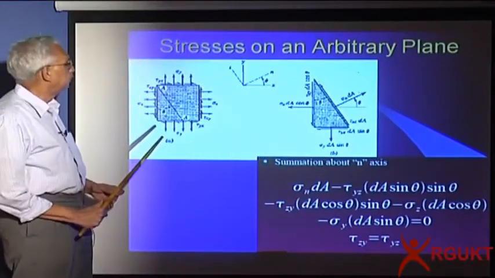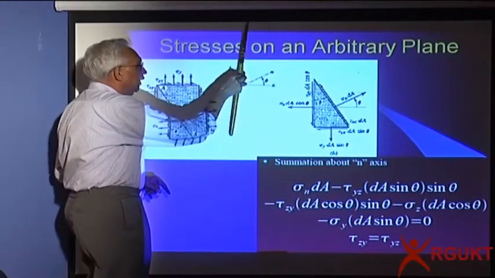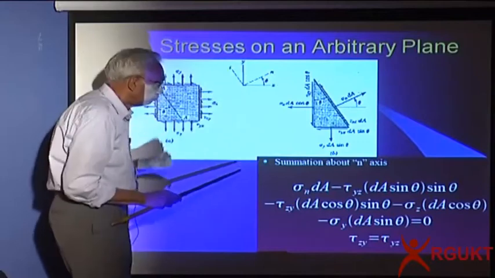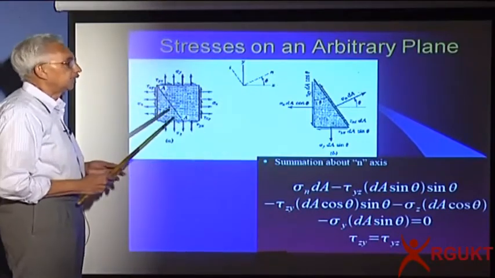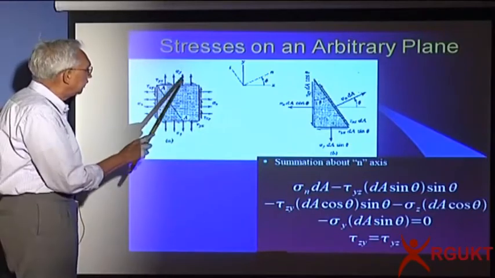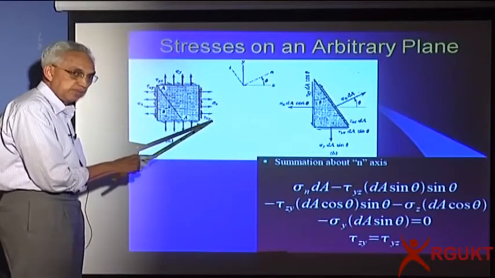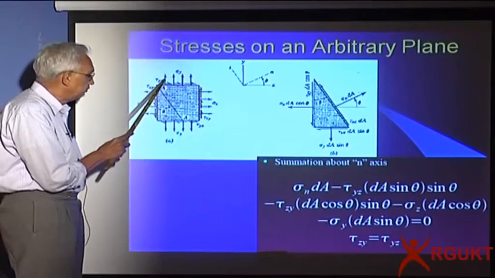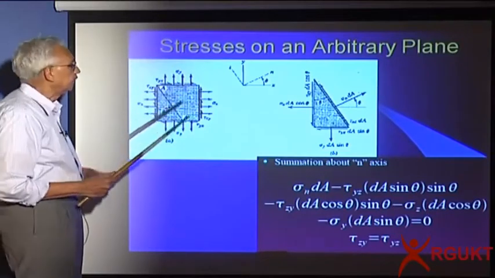What I would like to do is, now that I know the state of stress on the x and y planes, can I transform to another set of planes? Shall I call them normal and tangential? So if here is the element with sigma x and tau xy on the x face, sigma y and tau yx on the y face, and they are all the same on both faces because of equilibrium.